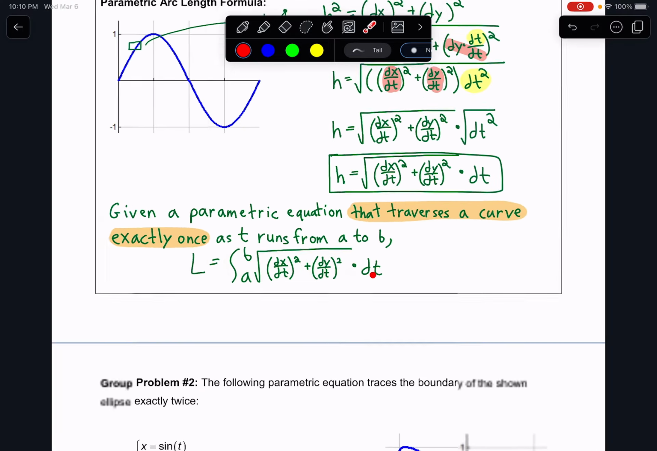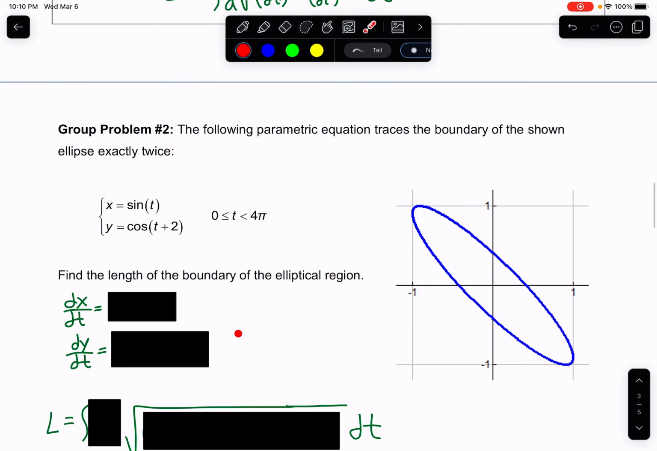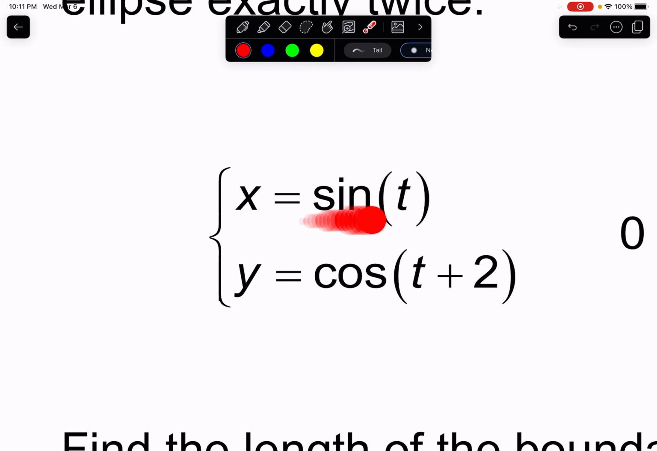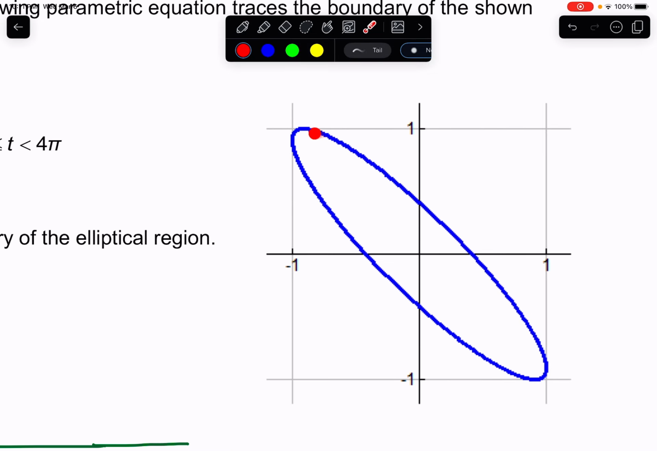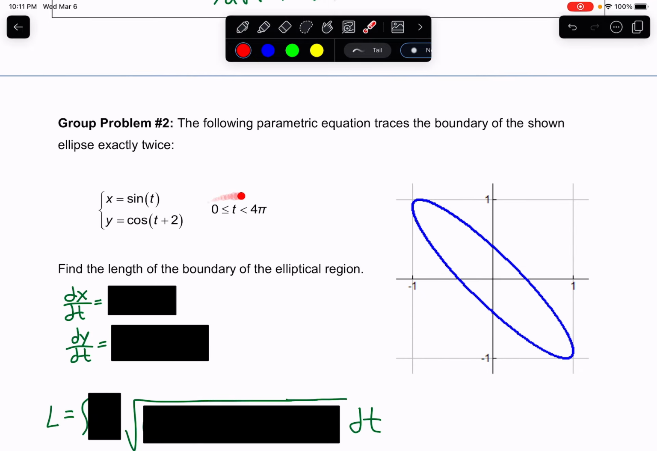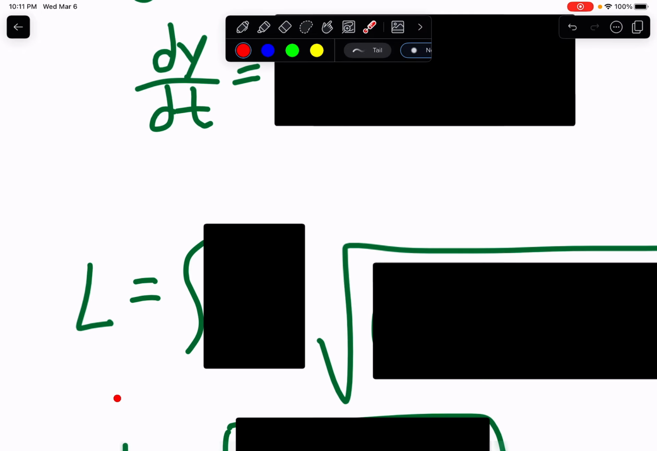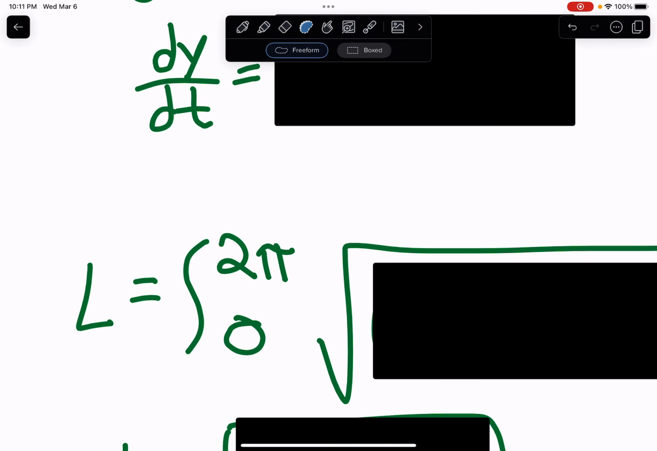So let's go ahead and practice this. Okay, group problem 2. So here's my setup here. x of t is sine of t, y of t is cosine of t plus 2, and right away we notice our interval for t is 0 to 4 pi, which is a problem, right? Because with sine of t and cosine, I am going to end up traversing this slanted ellipse more than one time if I'm going from 0 to 4 pi, okay? So we'll do the derivatives in a moment, but in the setup for my arc length formula, we only have to make our bounds 0 to 2 pi, okay?